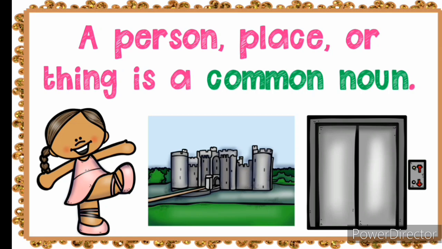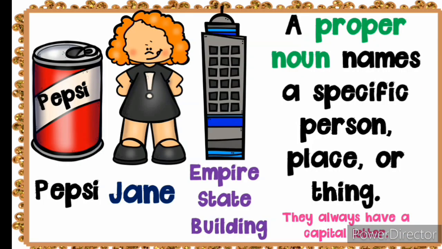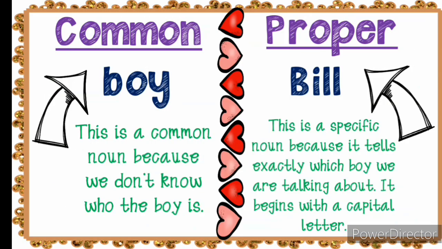A person, place, or thing is a common noun. Now, a proper noun names a specific person, place, or thing. They always have capital letters. Like for instance, we have Empire State Building, Jane, or Pepsi.